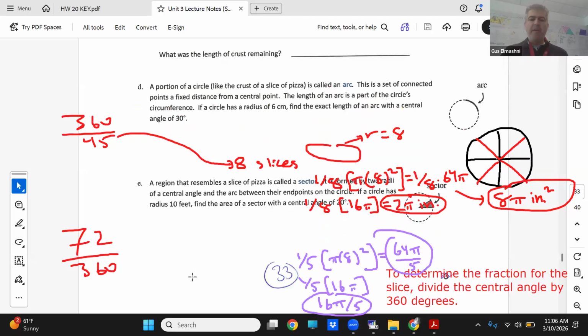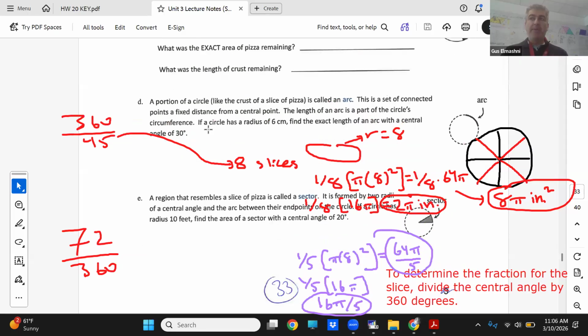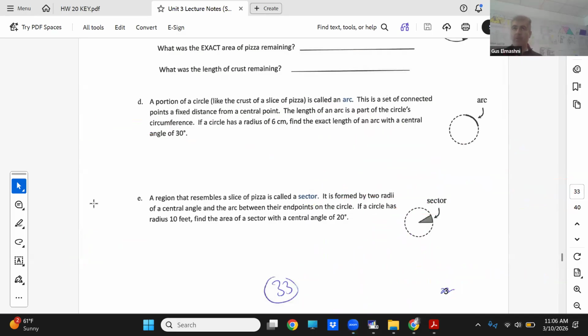Okay. So now that you guys are aware of this, try D and E, right? Try D and E on your own or with your table group, and we'll check it in a couple minutes. Yeah, D and E. And exact answers, by the way. We want exact answers.